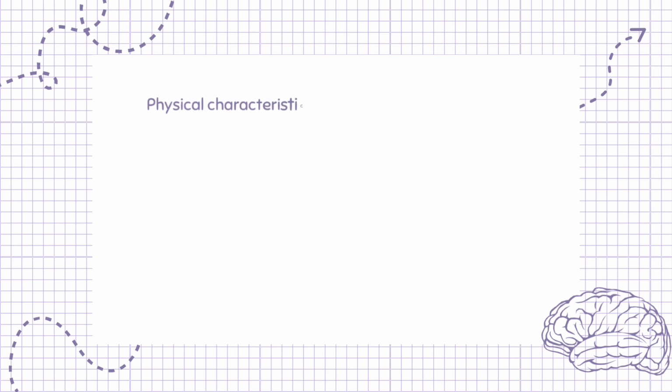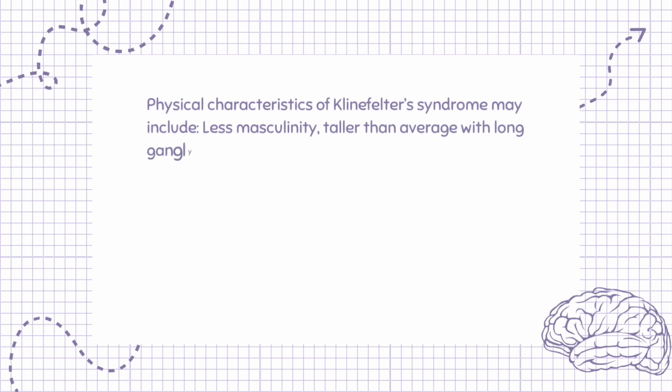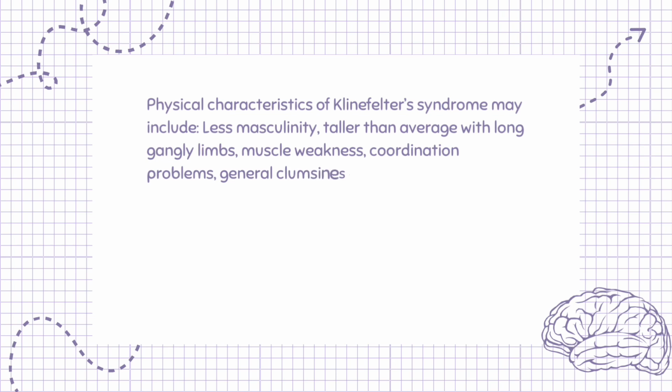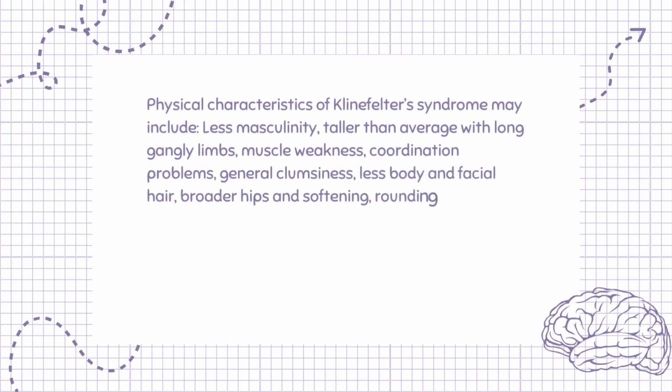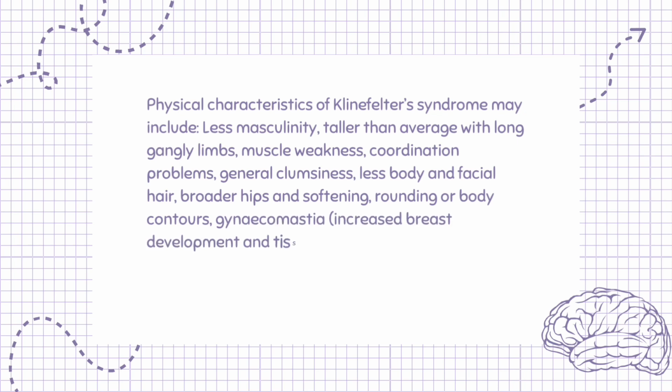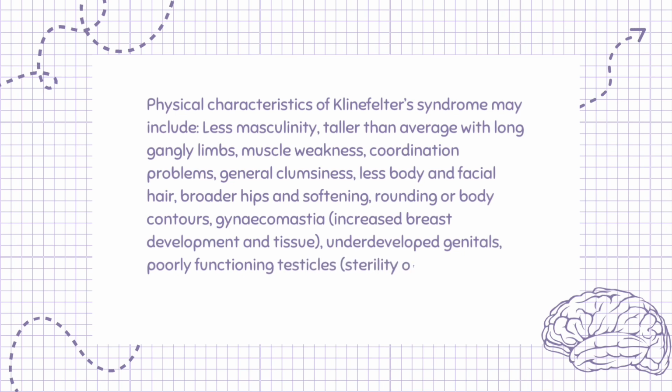Physical characteristics of Klinefelter's syndrome may include less masculinity, taller than average with long gangly limbs, muscle weakness, coordination problems, general clumsiness, less body and facial hair, broader hips and softening, rounding of body contours, gynecomastia, increased breast development and tissue, underdeveloped genitals, poorly functioning testicles, sterility or infertility, risk of female health problems e.g. breast cancer.